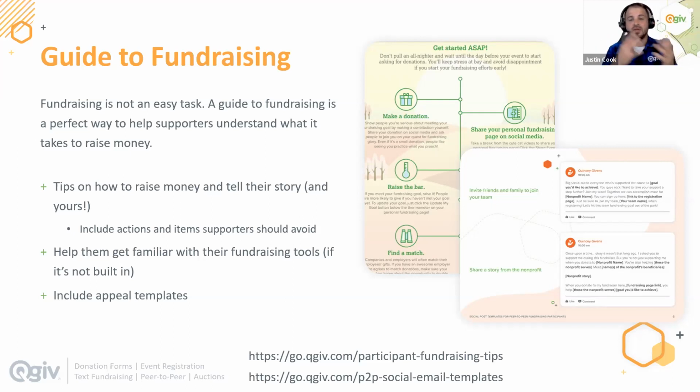Next, make sure to include a section that helps supporters get familiar with the fundraising tools. You can do this both when you are meeting with your advocate group and through the resources that you provide them. Let them know the tools that they have available, where they can find these tools, and then how to use them. And then the rest is on them. Finally, make sure to include example appeal templates so it makes it as easy as possible for them to get set up and get fundraising as quickly as possible.